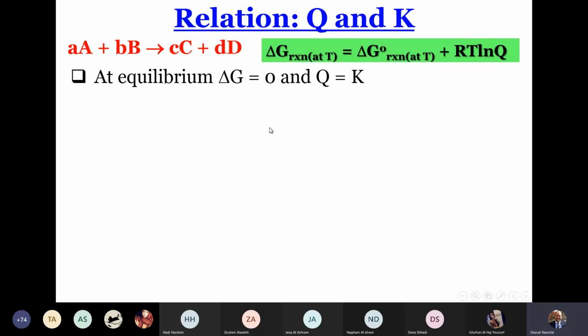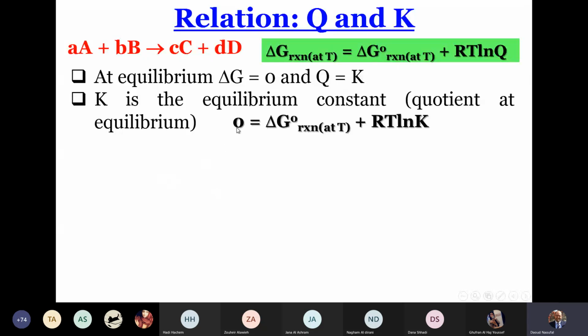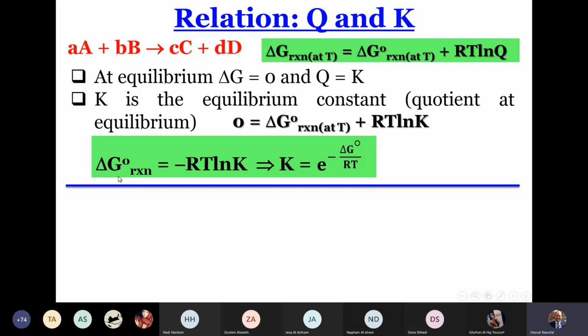At equilibrium, as we defined previously, delta G equals 0. So if we suppose our reaction reached equilibrium, that means delta G is equal to 0 and Q is replaced by K. So the relation is 0 equals delta G0 plus RT ln K, and therefore delta G0 equals minus RT ln K, or K equals e to the power minus delta G0 divided by RT. This is a very important formula.